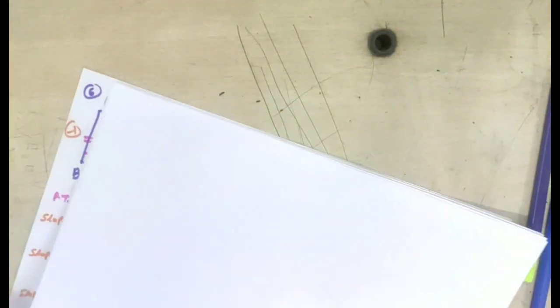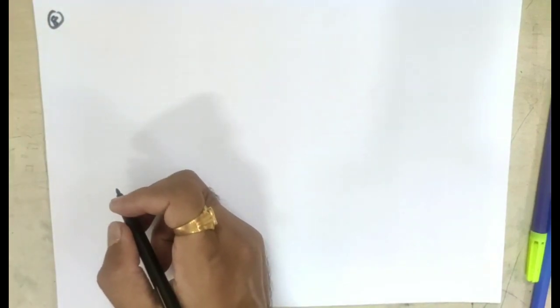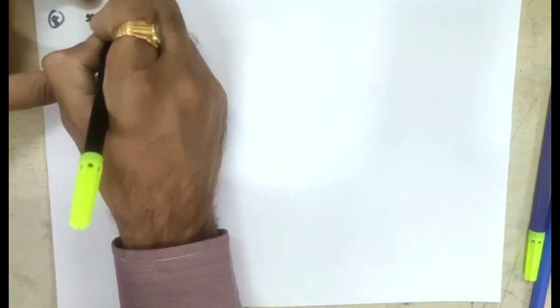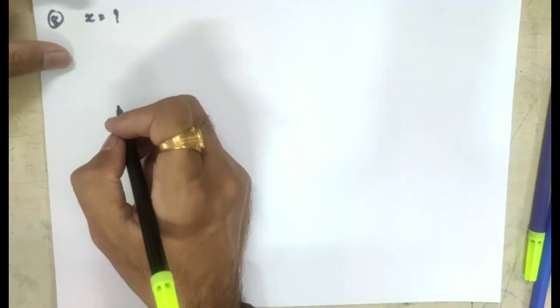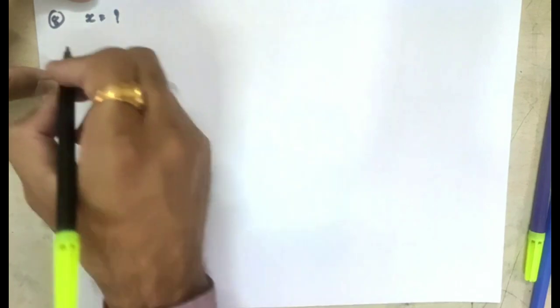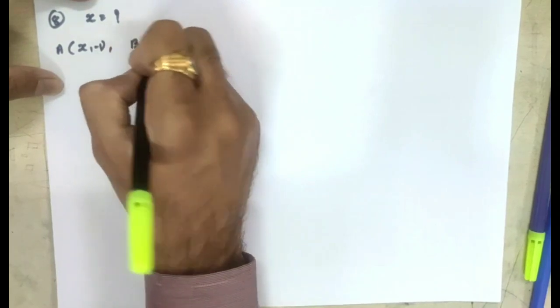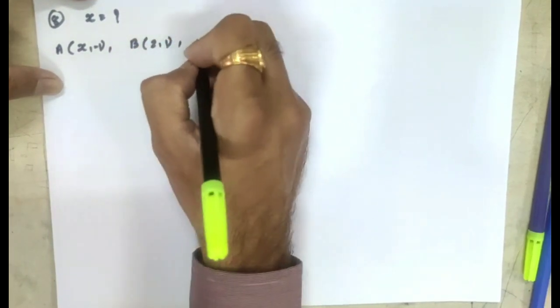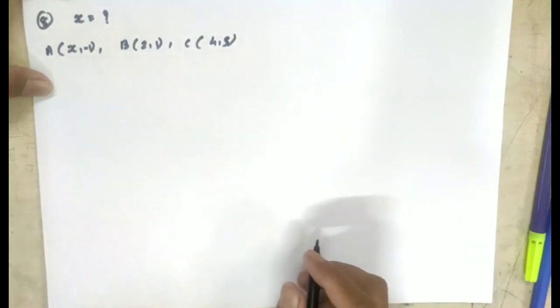Now question number 8. Eighth question. Find the value of x for which the points x minus 1, 2, 1 and 4, 5 are collinear points. Let's say the given 3 points are A, B, C. Okay, this is also simple. What do we have to do? Collinear points: A is x minus 1, 2, 1, B is 2, 1, and C is 4, 5.